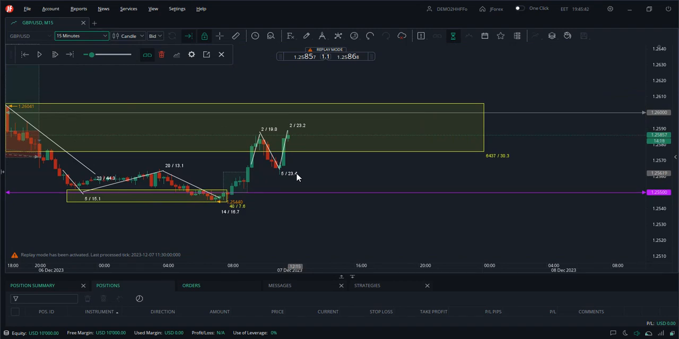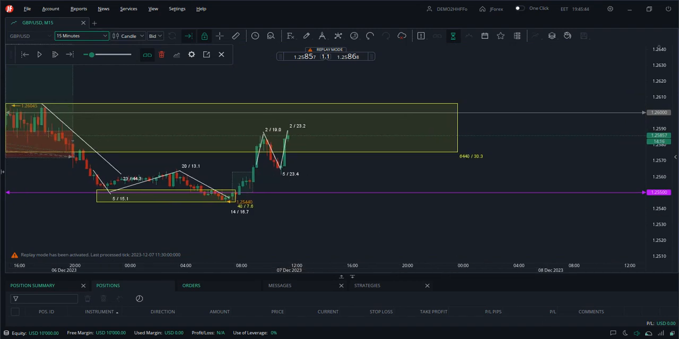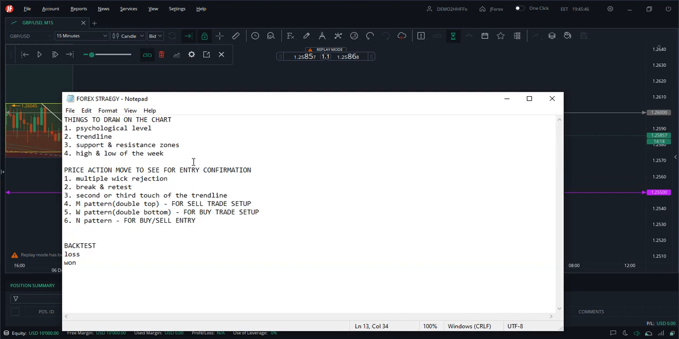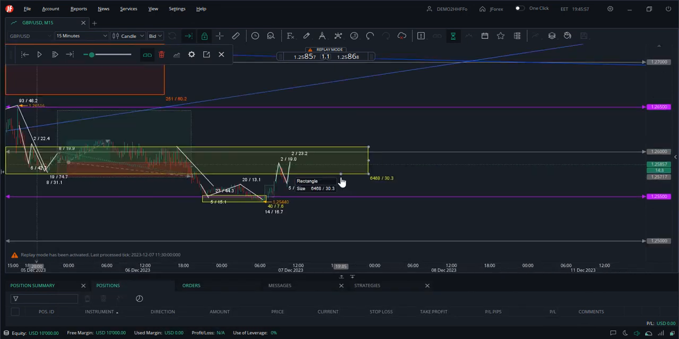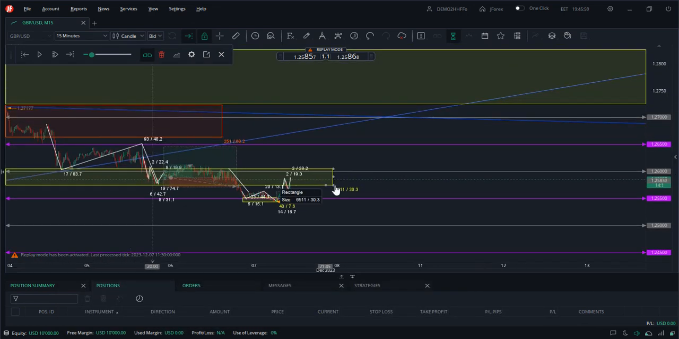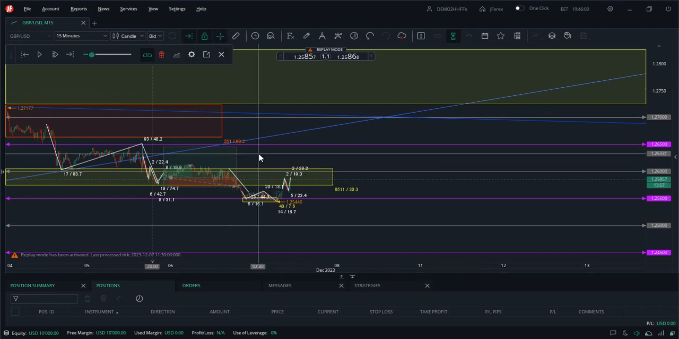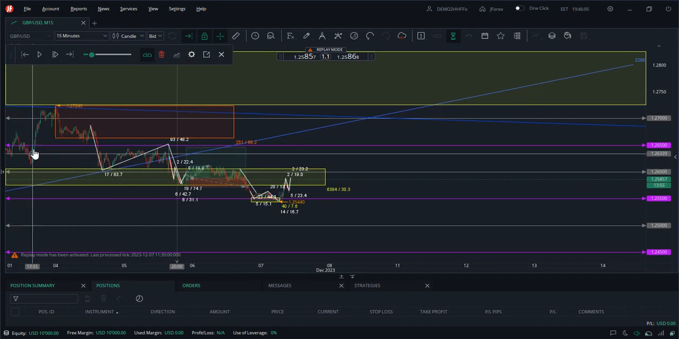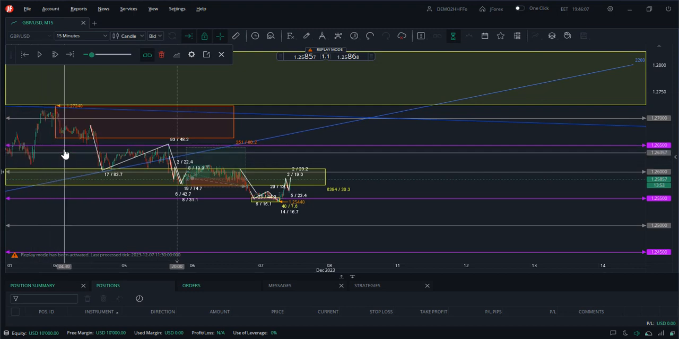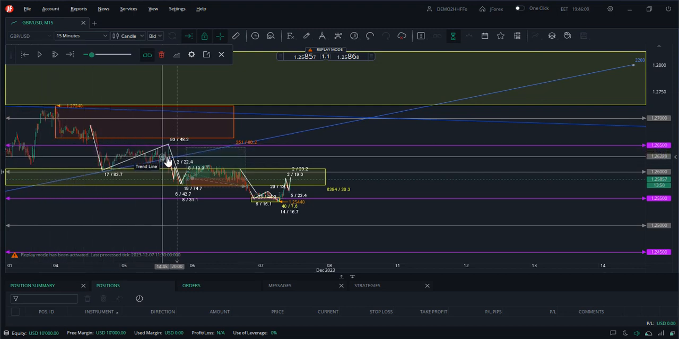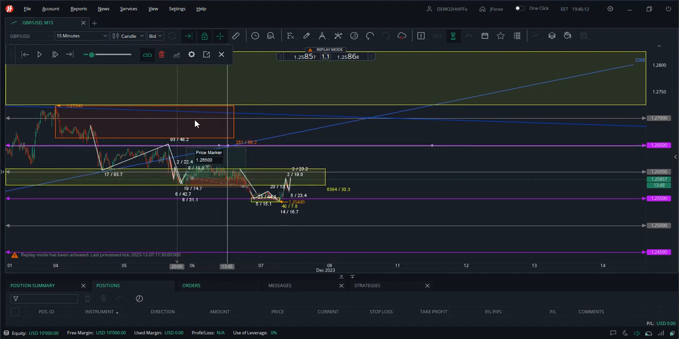Now let's look for psychology levels, trend line. The price is below the high and low of the week. That is one. That is another one. Can you see where's the high and low of the week? Here, here, and we are still in the same week. We are still in that week, right? This is where it's tight. We are still in the week.